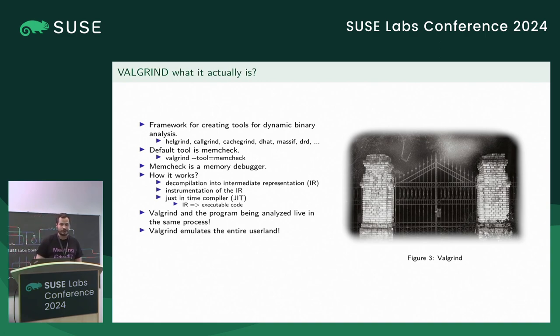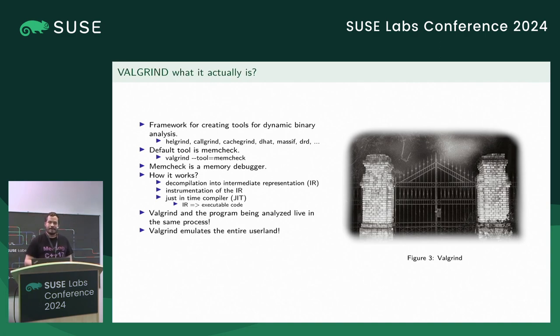it, start executing. But it has an extremely important property, because it means that basically Valgrind and the program that Valgrind analyzes live in the same process. So if I run Valgrind on file, I have one process that is basically recompiling file and executing the recompiled file from its internal buffer. So Valgrind this way emulates the entire user land. So all the libraries, including the glibc and whatnot.